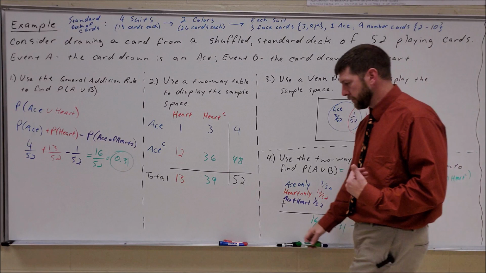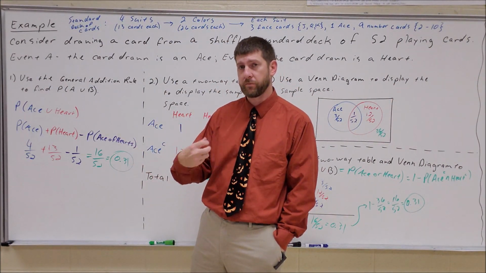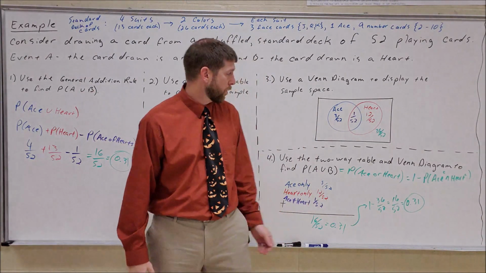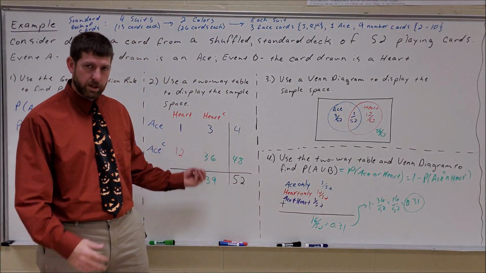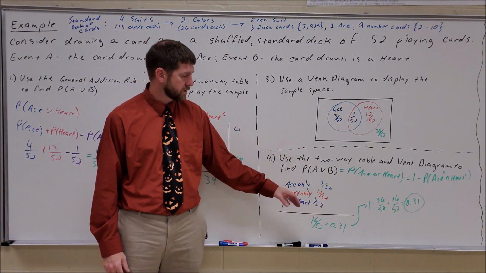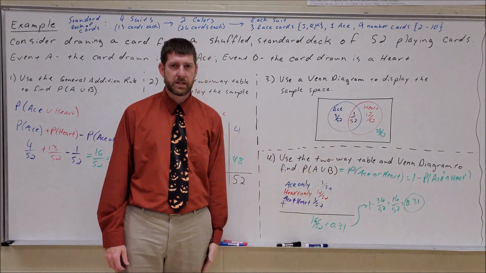So we have a variety of ways we can go about calculating probabilities of multiple events like this. We can use the general addition rule, or if we've got our data organized in the two-way table already or in a Venn diagram, we can use this addition or complement rule to just add the pieces that we need or subtract from 1.